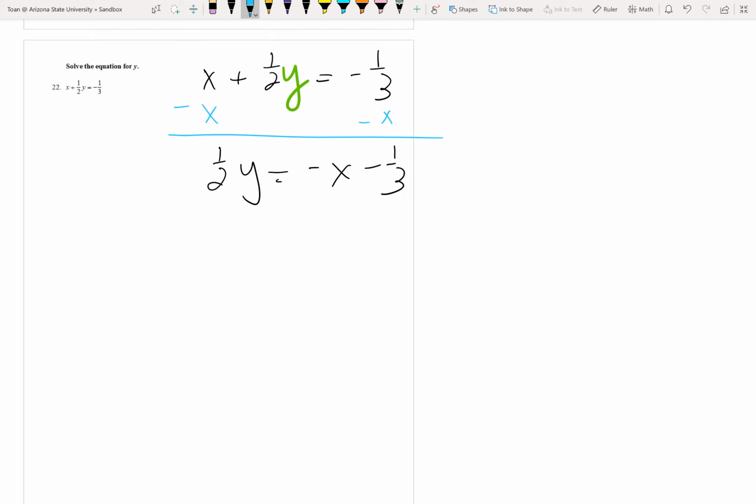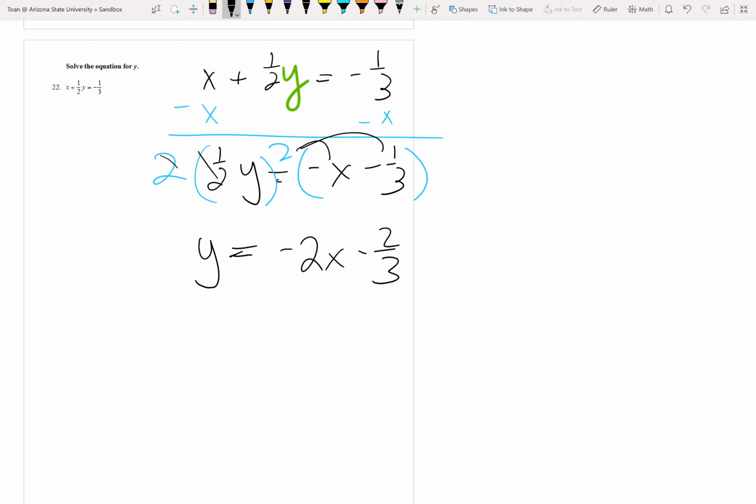And hopefully we know that to get rid of a 1/2 coefficient, you multiply by the reciprocal, which in this case is 2. So 2 times 1/2 cancel, gives us a single y equals, and if we distribute the 2, it gives us negative 2x minus 2/3.